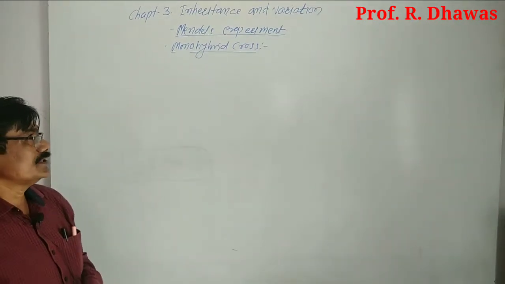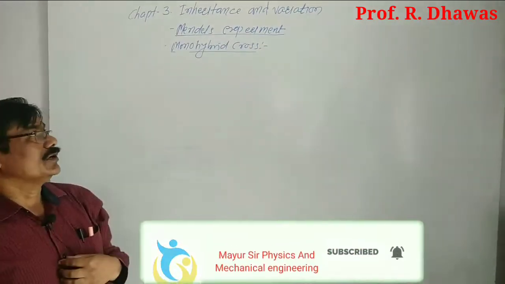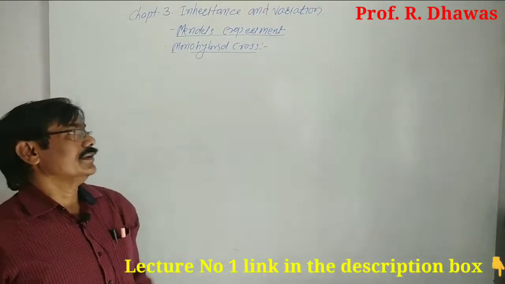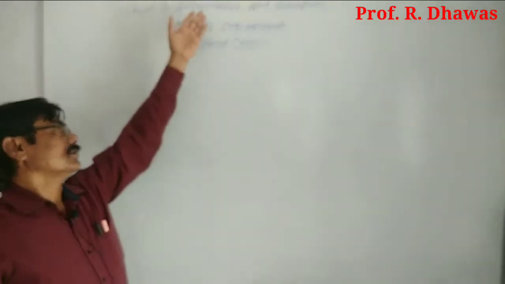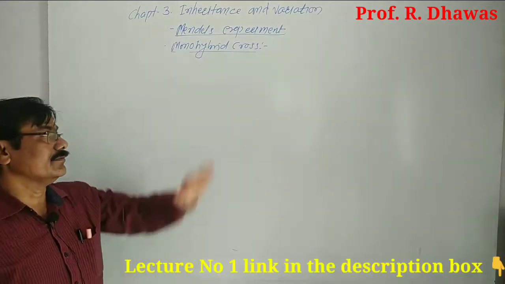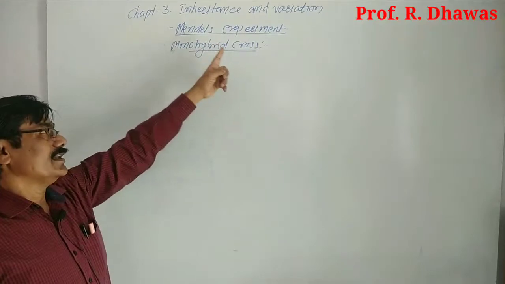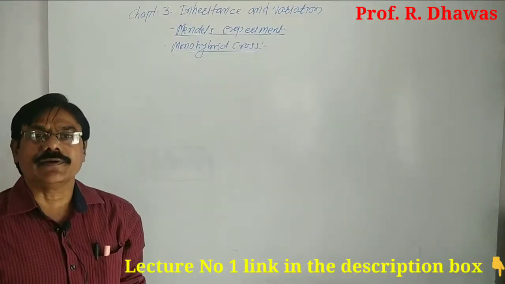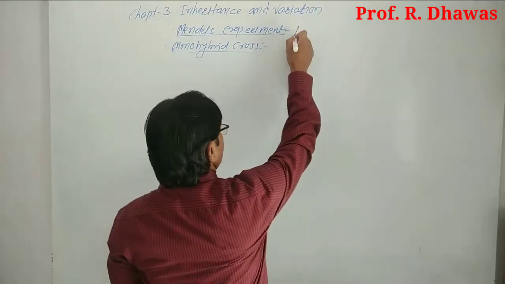Today we see the topic Mendel's experiment. Yesterday we talked about the introduction of this chapter, inheritance and variations, and some terminology related to the chapter, though that was given by Mendel and many other scientists later on. Now, Mendel's experiment is actually carried out on the pea plant.